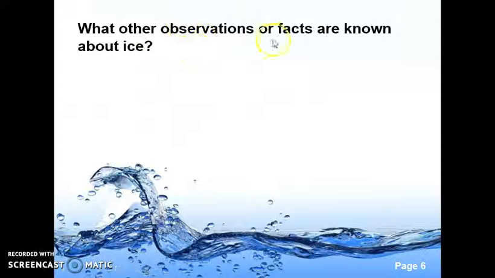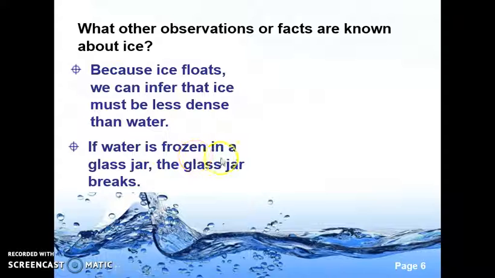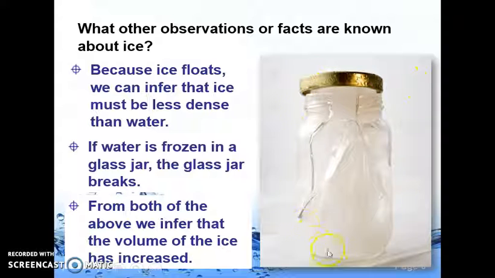So what observations or facts are known about ice? Because ice floats, we can infer that ice must be less dense than water. If water is frozen in a glass jar, the glass jar breaks. From both of the above, we infer that the volume of the ice has increased. This is the picture of the ice jar. It is frozen and it breaks when we take it out from the freezer.